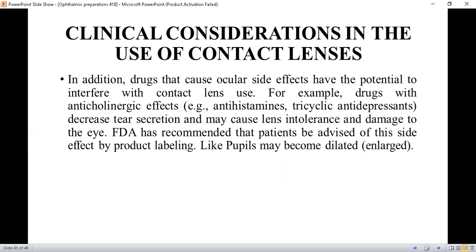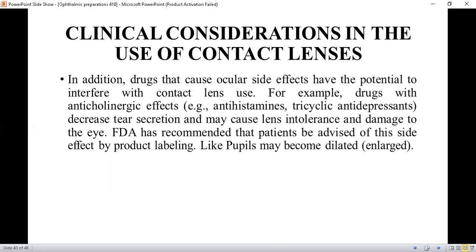In addition, drugs that cause ocular side effects have the potential to interfere with contact lens use. For example, drugs with anticholinergic effect, antihistamines, and tricyclic antidepressants decrease tear secretions and may cause lens intolerance and damage to the eye. FDA has recommended that patients be advised of this side effect by product labeling, like pupils may become dilated or enlarged after using these medicines.